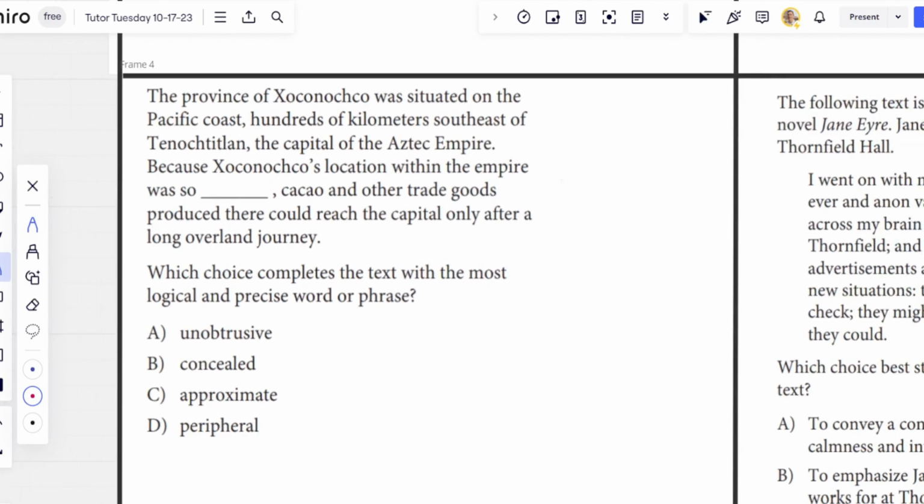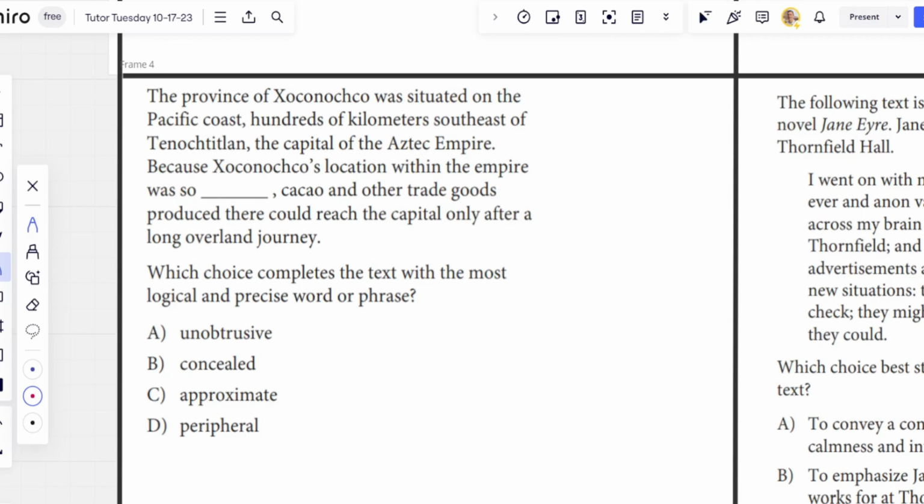Okay, this one, I'll try to read the best that I can. The province of Sokonochko was situated on the Pacific coast, hundreds of kilometers southeast of Tenochtitlan, the capital of the Aztec Empire. Because Sokonochko's location within the empire was so blank, cacao and other trade goods produced there could reach the capital only after a long overland journey. Seems like it's very far away or hard to reach based on the context of this sentence. So I'm going to pick a word that reflects that.